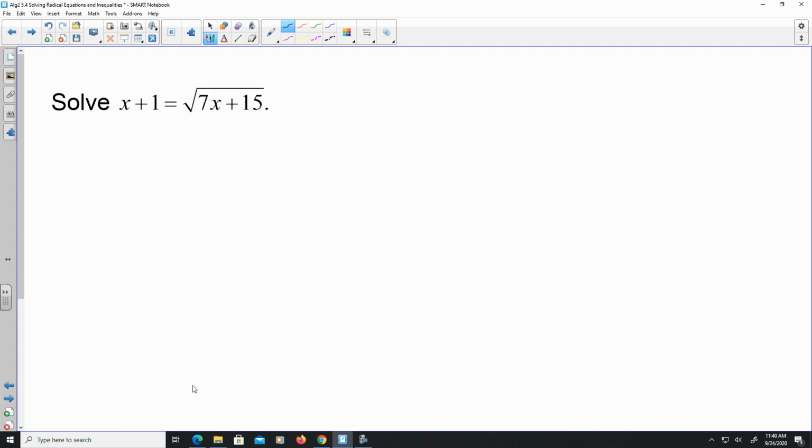Now with a question like this, especially when you have a variable that is both inside a radical and outside of the radical, there is the possibility of getting some extra answers. So what you have to do is figure out if any of those extra answers actually work in the original formula. Anytime you get extra answers that don't work, those are extraneous solutions.